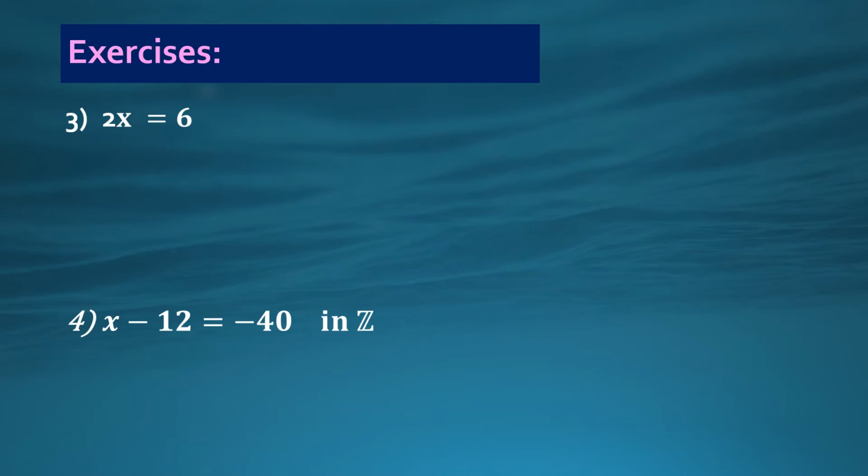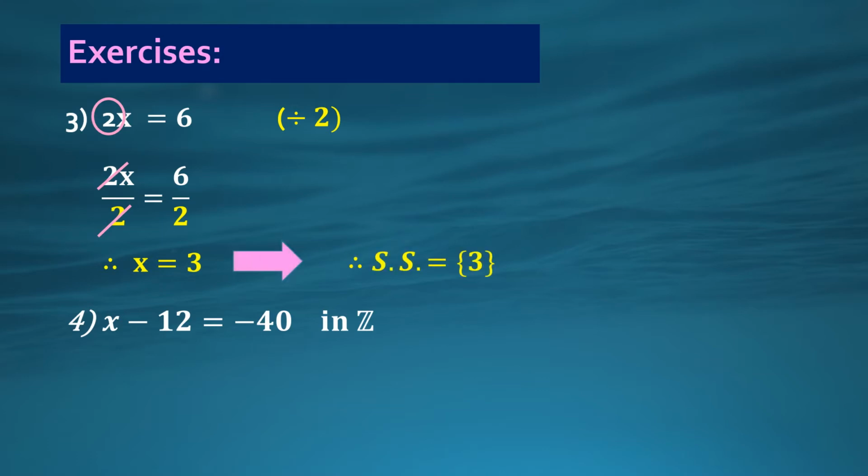In number 3 here, we have 2x equals 6. Here we have a number multiplying with x. That means we will use the opposite of multiplying, which is dividing. By dividing both sides by 2, you will get 2x over 2 equals 6 over 2. Now you will cancel 2 with 2 to get the left side is x and the right side will be equal 3. And the solution set of this equation will be equal the set of 3.